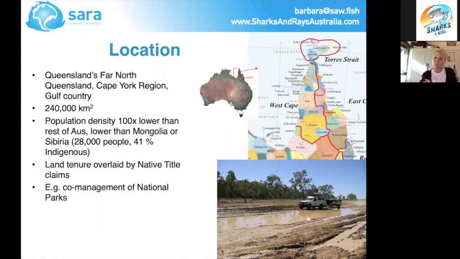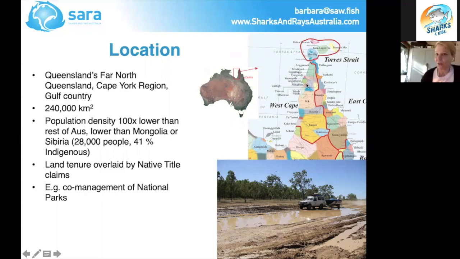So I'm changing topic now. I'm going into our recent research. So what do we do at Sharks and Rays Australia? Our field work is mainly in Queensland, or is only in Queensland. So when you look here at the map of Australia, this part here is Queensland, and we're based in Cairns, but most of our research is north and west of Cairns. This is the Cape York region, and this is the Gulf of Carpentaria.